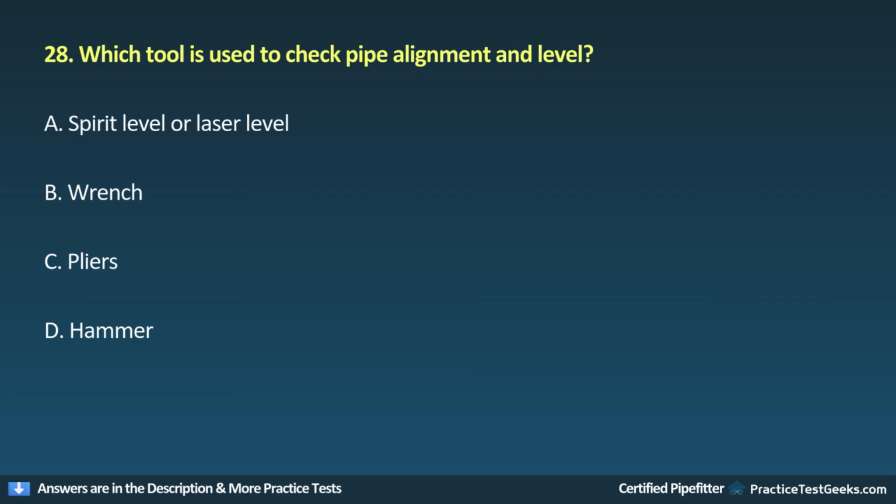28. Which tool is used to check pipe alignment and level? A. Spirit level or laser level. B. Wrench. C. Pliers. D. Hammer.